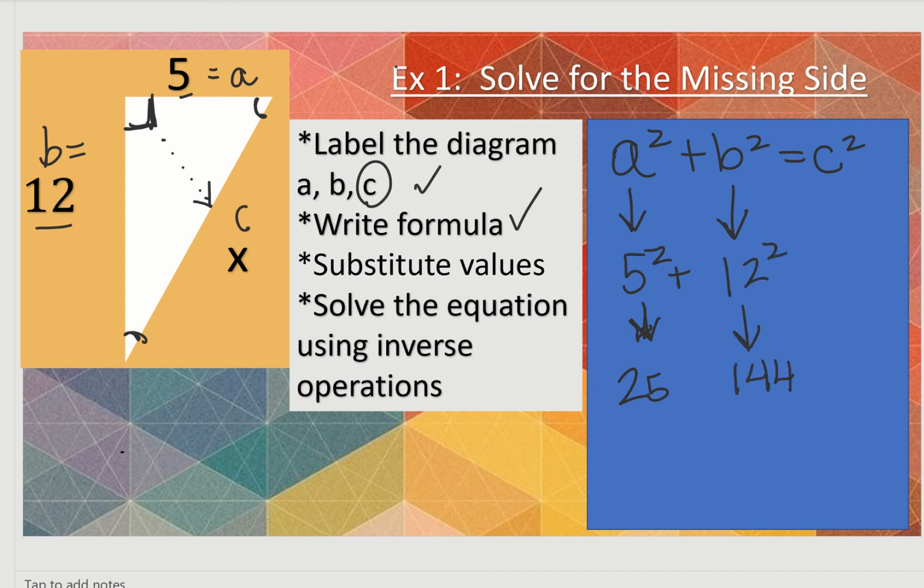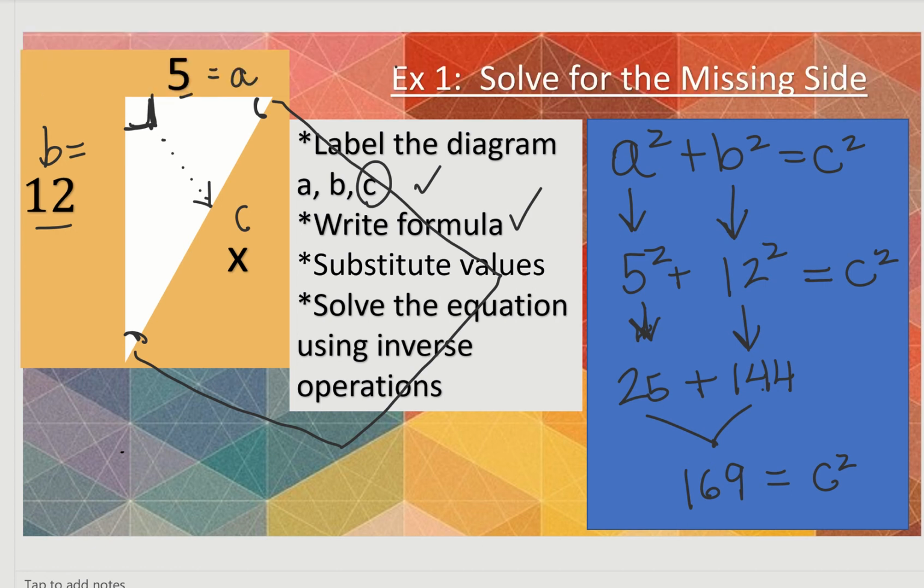Now, when we take the sum, when we add the two smaller squares, we should get a large square. So 25 and 144: 4 plus 5 is 9, 4 plus 2 is 6, and 100. And that should be equal to side C squared. So 169 equals C squared. Now that means if I were to make a huge square off this side, the area would be 169.